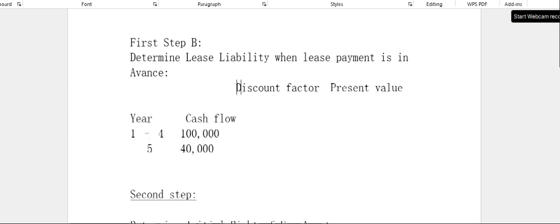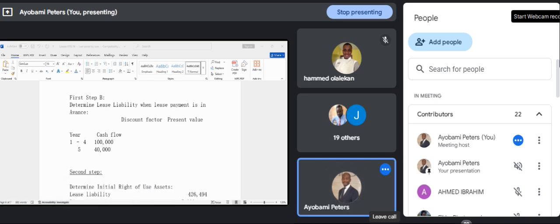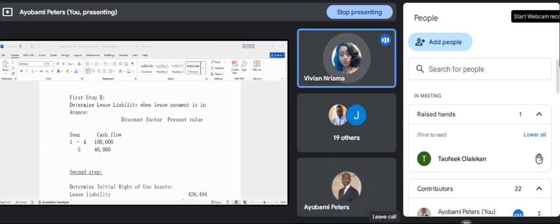What I was trying to explain is that you people were not getting what I was trying to say. Once your lease payment is made in advance, I told us earlier, who can explain what we should do? Can anybody try? If the lease payment is made in advance, what do we do? How do we get our lease liability? Anybody try? We use the discount factor for the number of years that cash has not been received for.